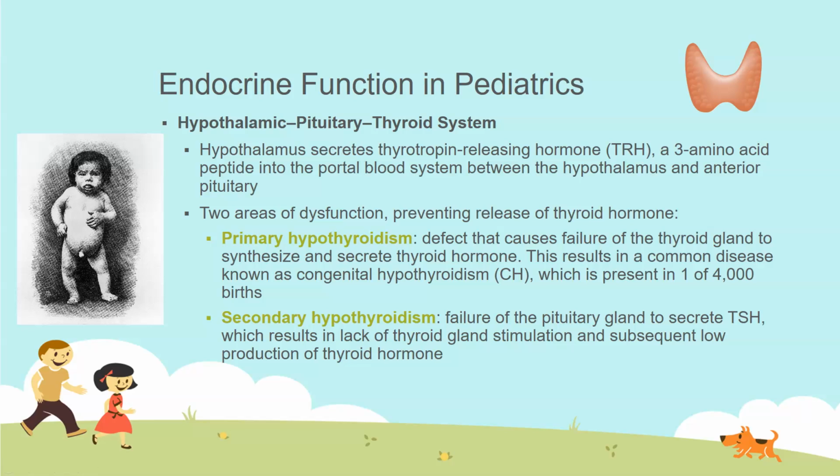And there's also secondary hypothyroidism, and this is a failure of the pituitary gland to secrete TSH, which then will result in a lack of thyroid gland stimulation, and the thyroid gland that would normally function, therefore there would be low production of thyroid hormone because it is dependent on TSH. And so in secondary hypothyroidism, you would see low TSH, low T3, and low T4.